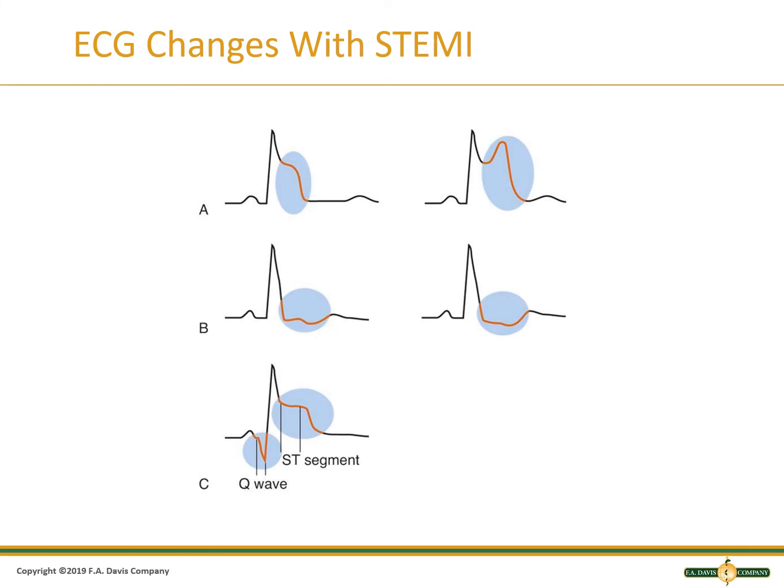On an ECG, myocardial damage can be seen as an ST segment elevation, the presence of a Q wave or T wave abnormalities. Figure A shows ST segment elevation. Figure B shows ischemia, ST segment inversion. Figure C shows necrosis, large Q wave, and ST segment elevation. We will be going over the ECG readings later on in another chapter.